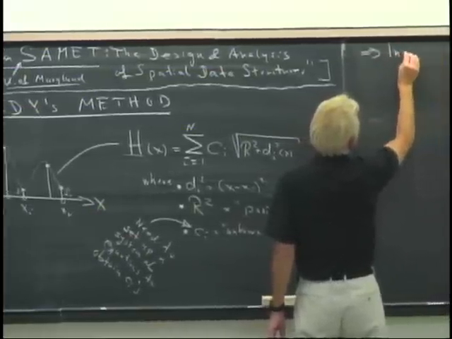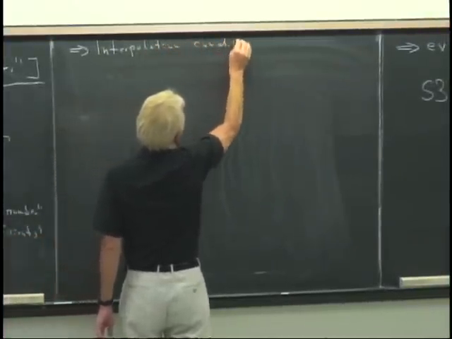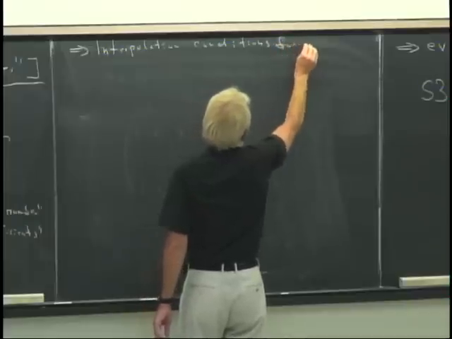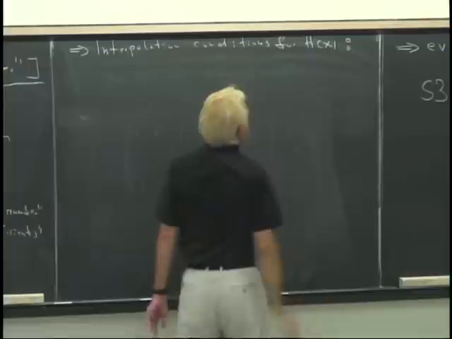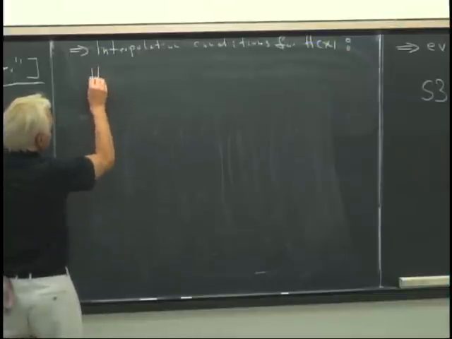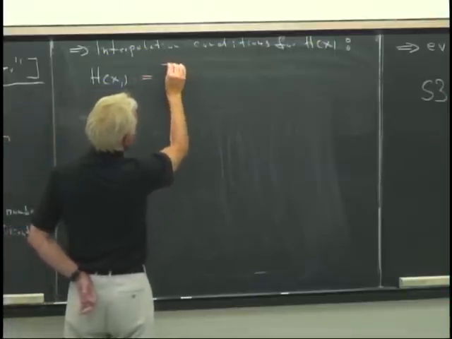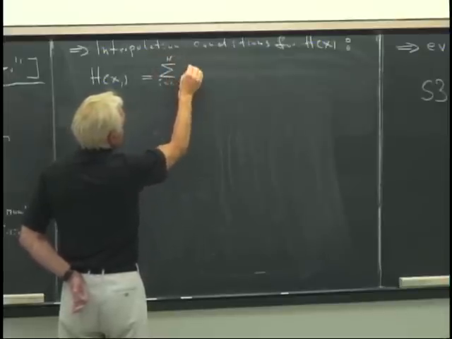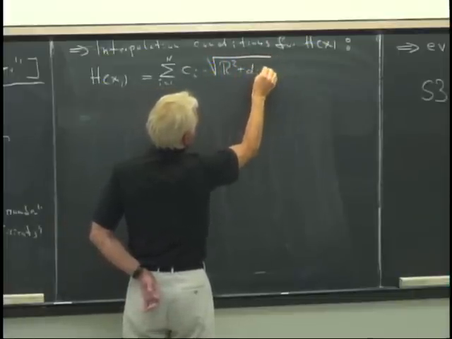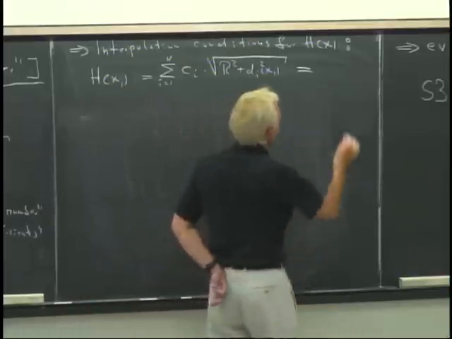So what are the interpolation conditions for H? For H of x, in general, we have n of those. So I just have to evaluate H at the first location. H at x1, well, equals what? I plug x1 into that formula. That is just the sum i from 1 to n, unknown coefficient ci times the square root of r squared plus di of x1 squared. And that should reproduce the value there that I'm given, which is the value f1.